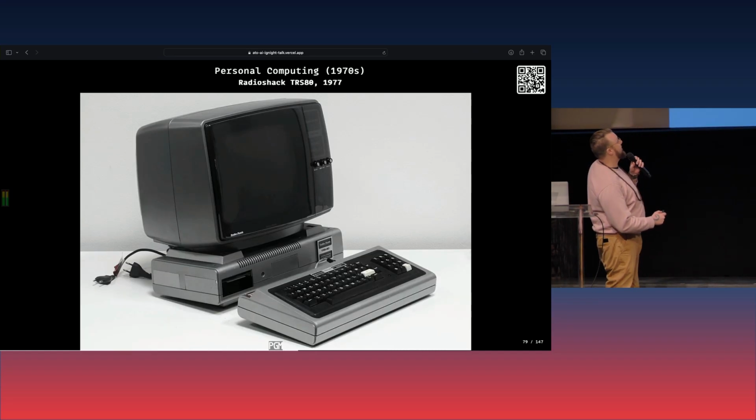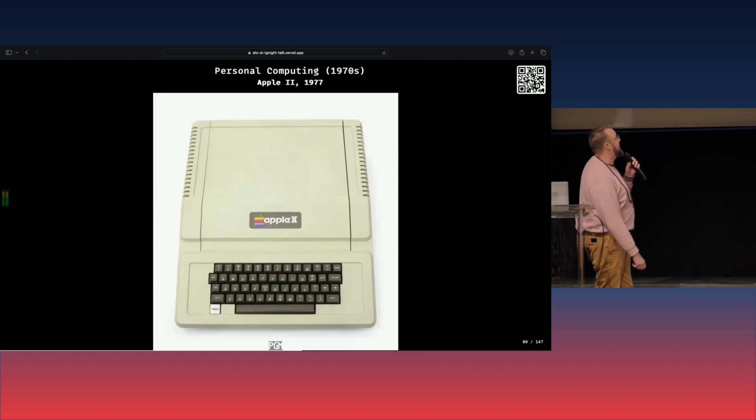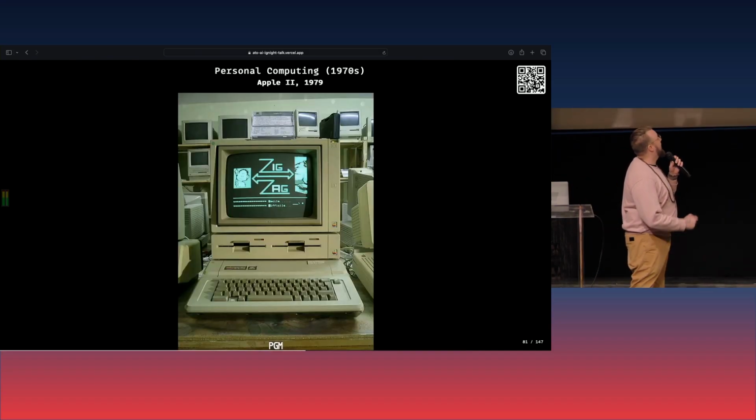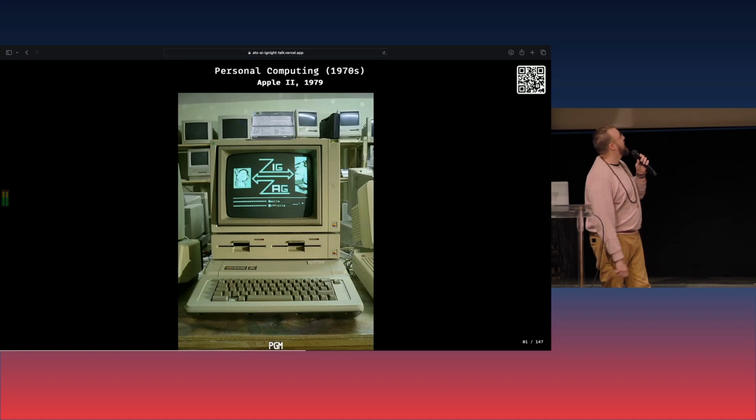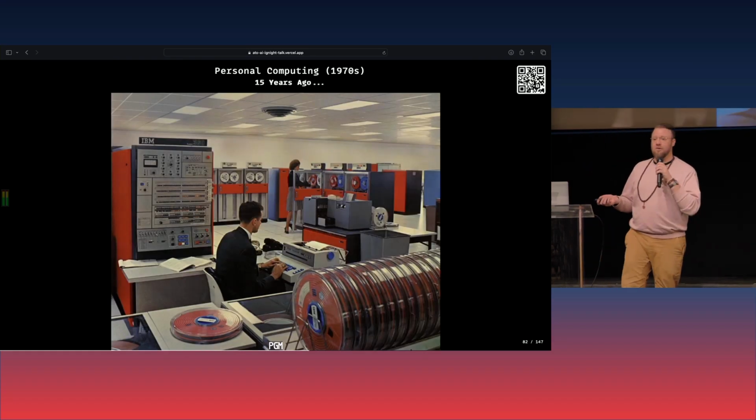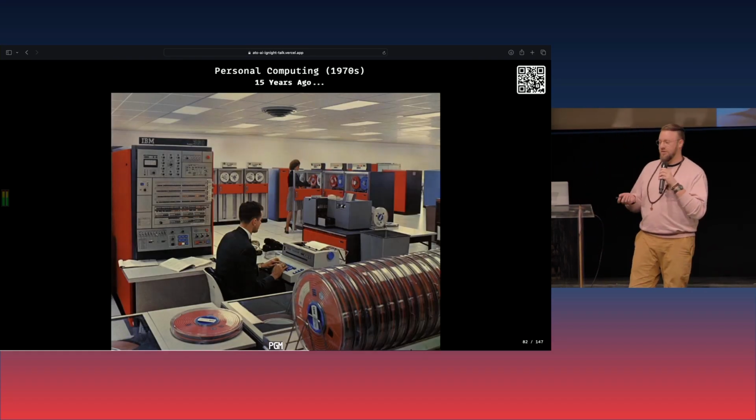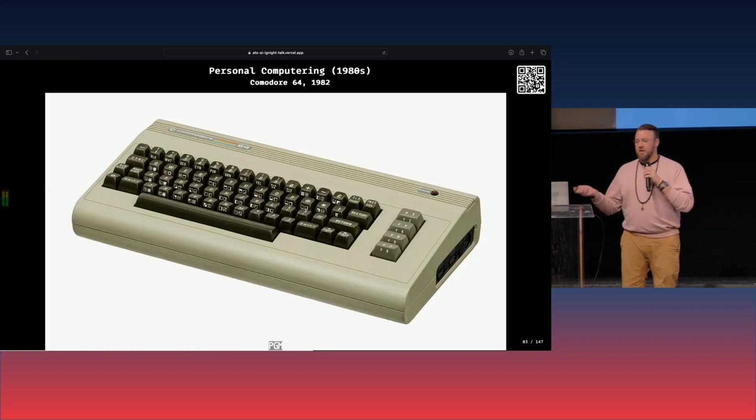But I mean, the TRS-80 was the peak in 1977. The Apple II, 1978. The Apple II with a monitor. And just 15 years ago, that was the peak of computing at the time. All right. Continue to go forward.